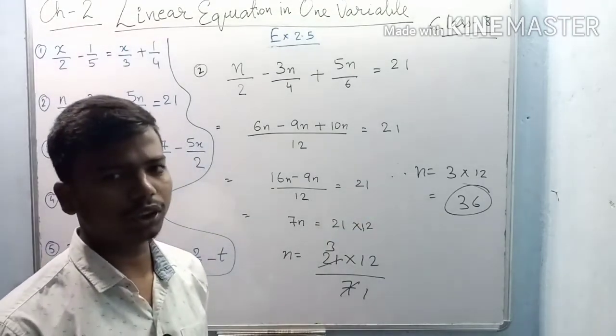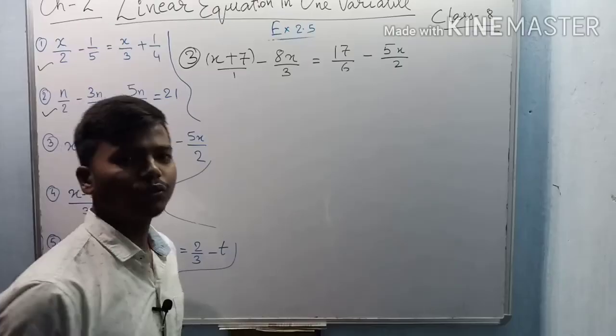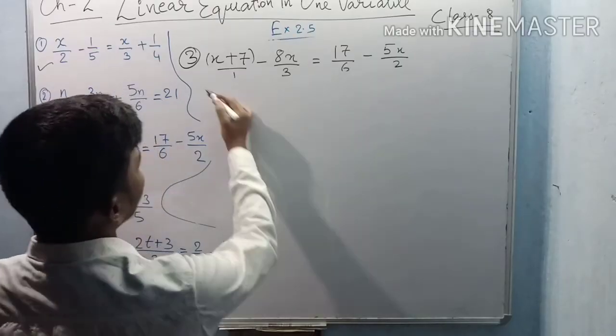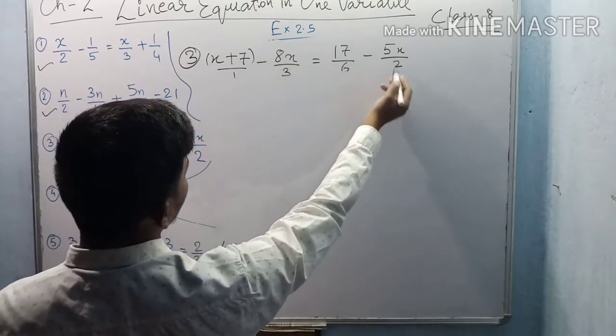This was a very simple question. I hope you have understood the question. Let's move to the third question of the exercise 2.5. The third question is (x plus 7) by 3 minus 8x by 3 equals 17 by 6 minus 5x by 2.